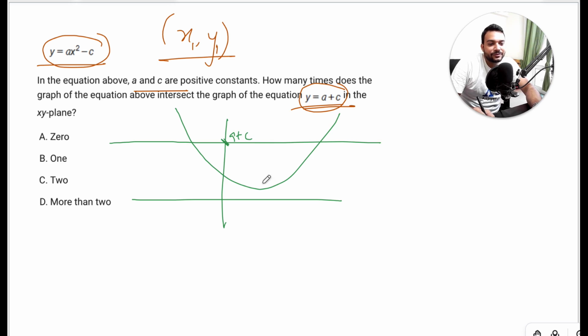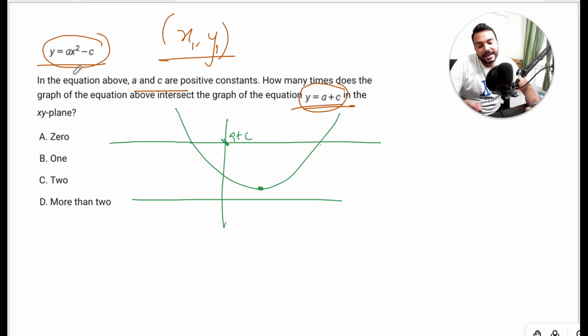Now, if the y coordinate of the vertex of this parabola lies below a plus c, is lesser than a plus c, then we can for sure say that there are 2 points of intersection. There are going to be 2 points of intersection for sure. That's guaranteed. So just check that directly.